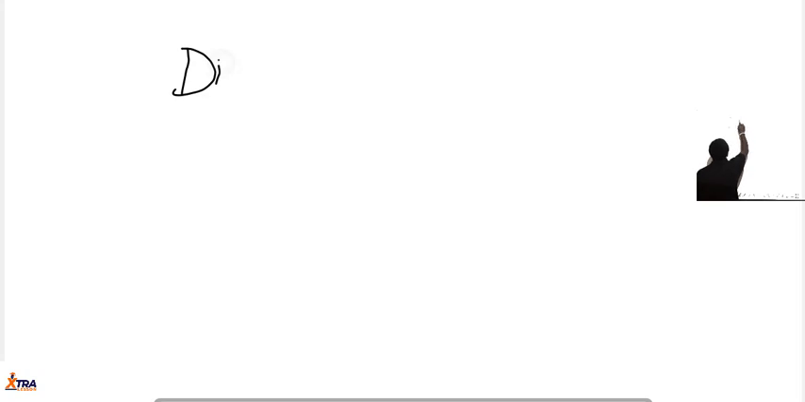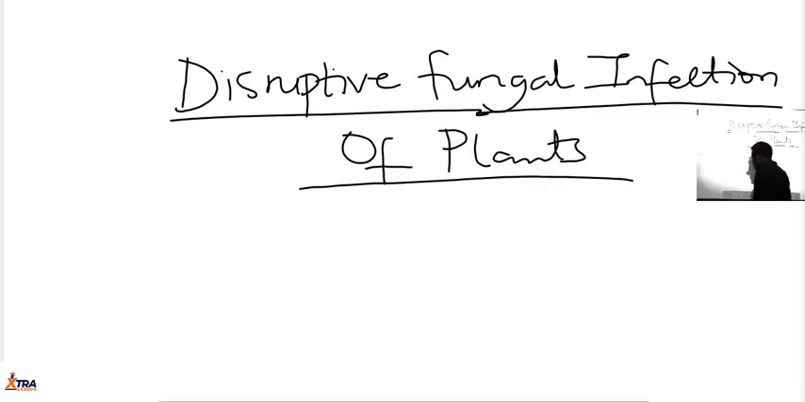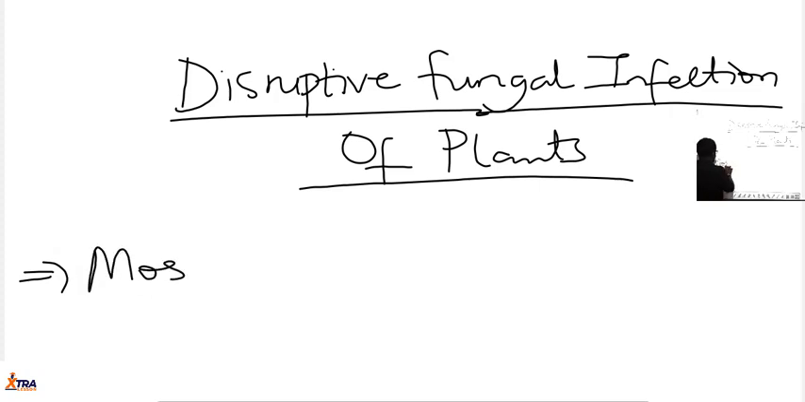Most of the infections that man comes down with are, to a large extent, bacterial infections. That's why, for anything that's like an infection, everybody wants to use antibiotics, because they say bacteria. But the reverse is the case for plants. Disruptive fungal infection of plants. So just note this: most plant diseases are caused by fungi.